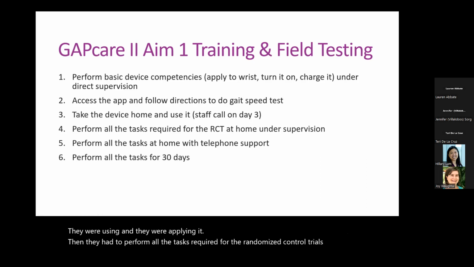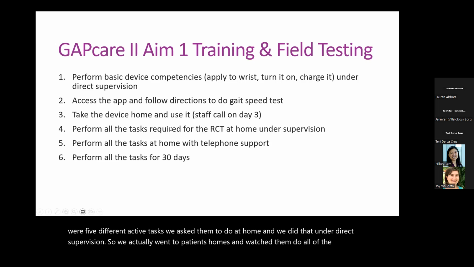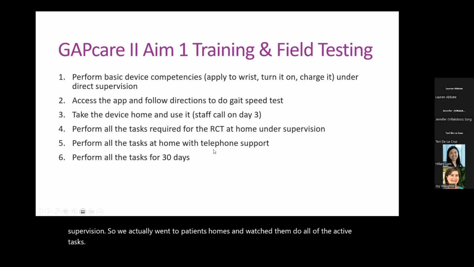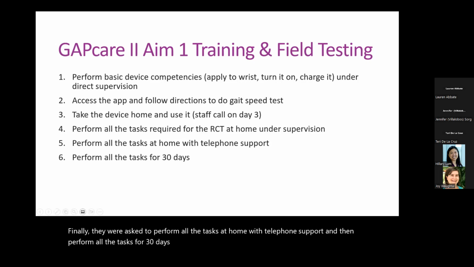Then they had to perform all the tasks required for the randomized control trial. So there were 5 different active tasks we asked them to do at home. And we did that under direct supervision. So we actually went to patients' homes and watched them do all of the active tasks. Finally, they were asked to perform all the tasks at home with telephone support and then perform all the tasks for 30 days as part of our field test.